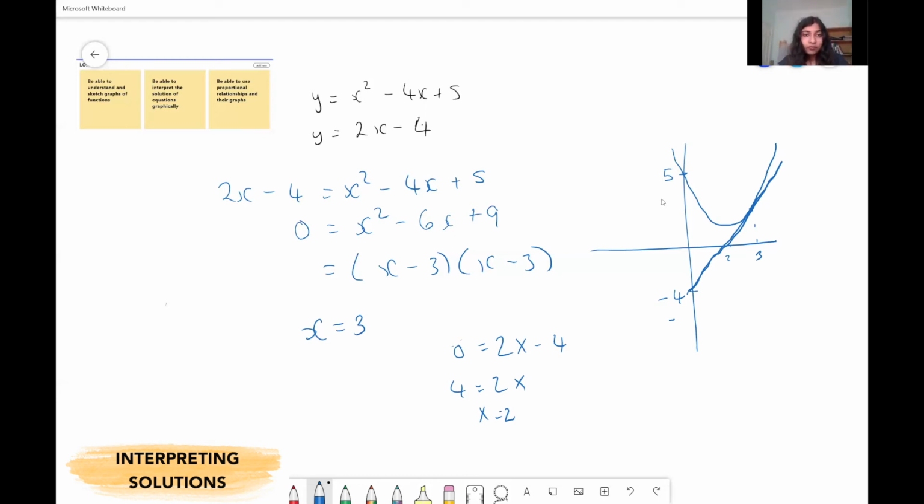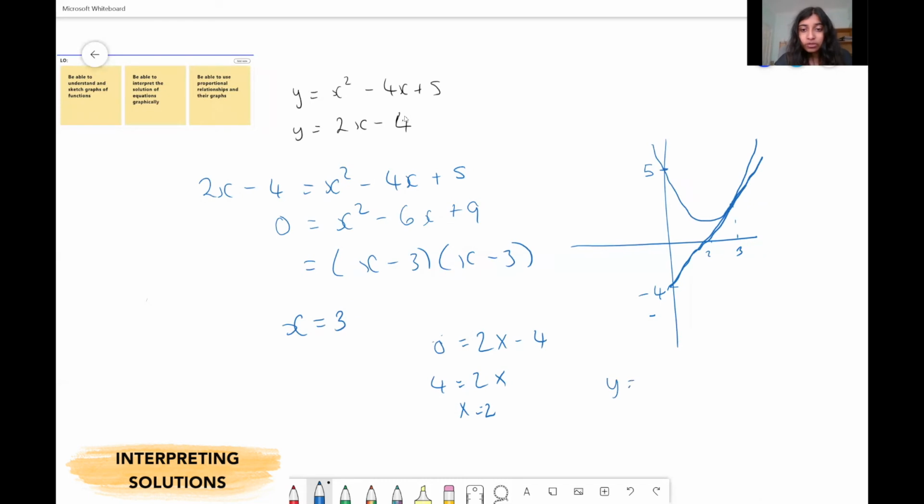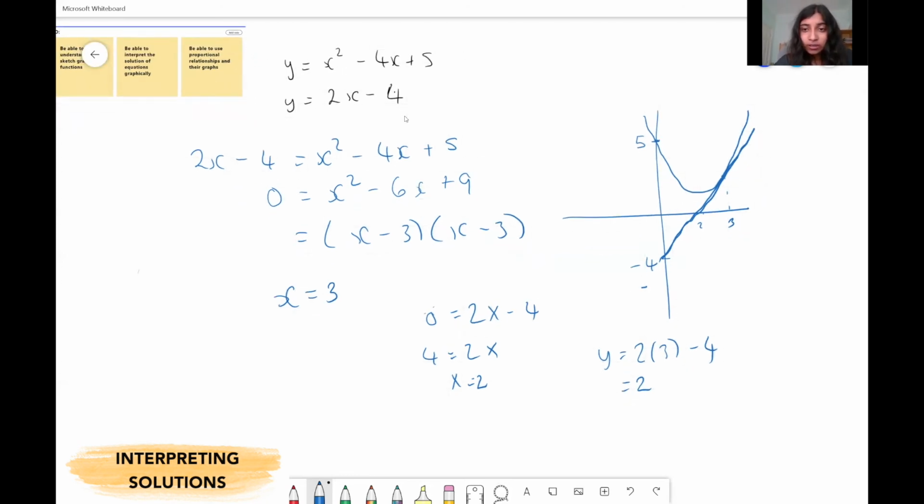And then you can figure out the full intersection of what the y value is by plugging x equals 3 back into the equation. So you would get y equals 2 and then 3 minus 4, which is just 2. So the solution to this equation is just this here, which is (3, 2).